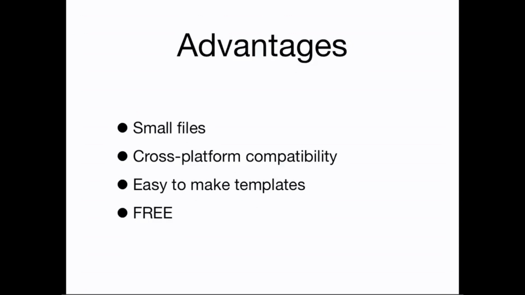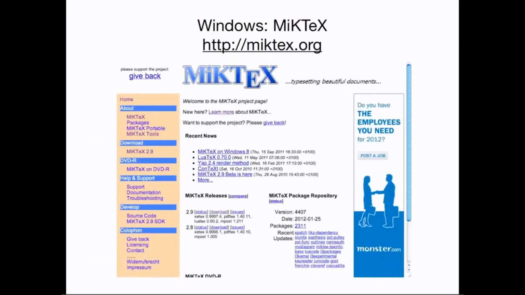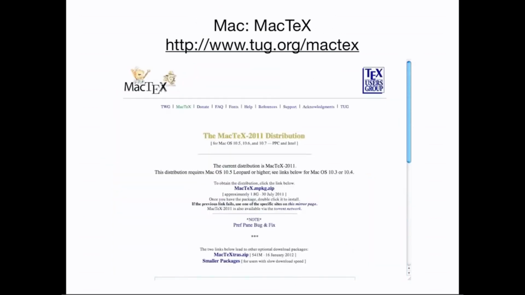In the next screencast, we'll get started with making your first LaTeX document, but between now and then, you'll need to gain access to LaTeX, and there are several ways to do this. If you're a Windows user, the standard LaTeX system is called MiKTeX and can be downloaded and installed from miktex.org. If you use a Mac, the standard system is called MacTeX and can be downloaded and installed from tug.org, that stands for TeX Users Group, /mactex.